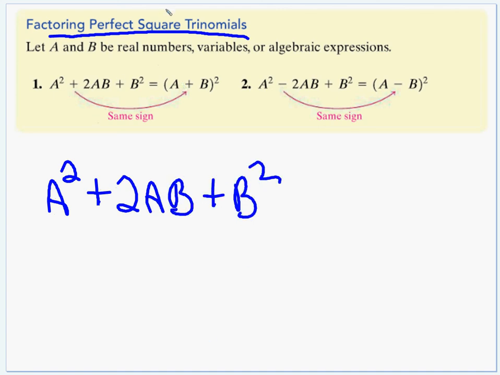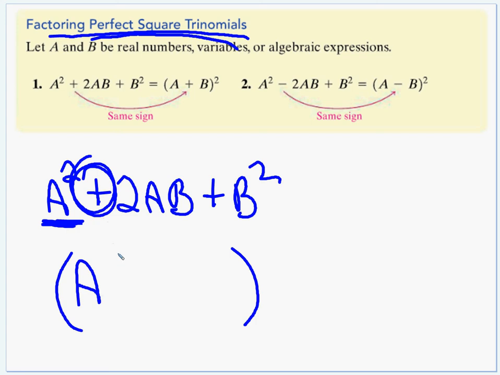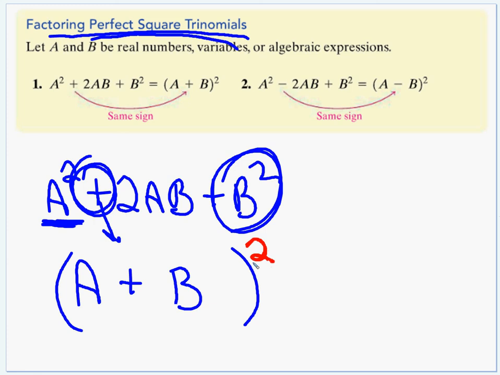Now, if they tell you, if you're sure it's a perfect square trinomial, here's how I teach my students how to do this. You're just going to take this a squared and square root it. That'll just be an a. Whatever this sign is, bring it down. In this case, it's a plus. And then b squared, what's the square root of b squared? B. So this is going to be a plus b quantity squared. We're going to square that out as a quantity.